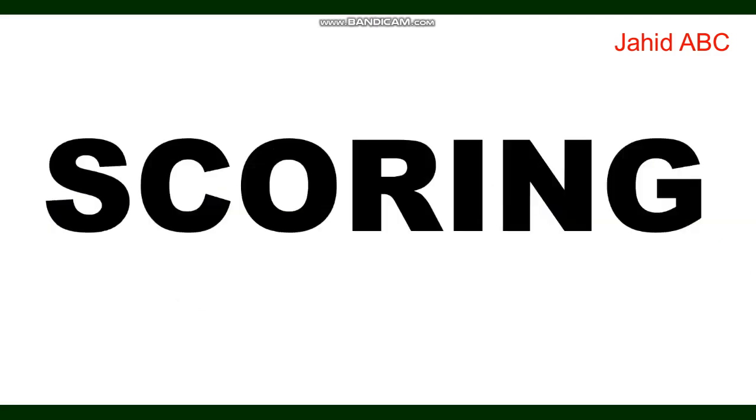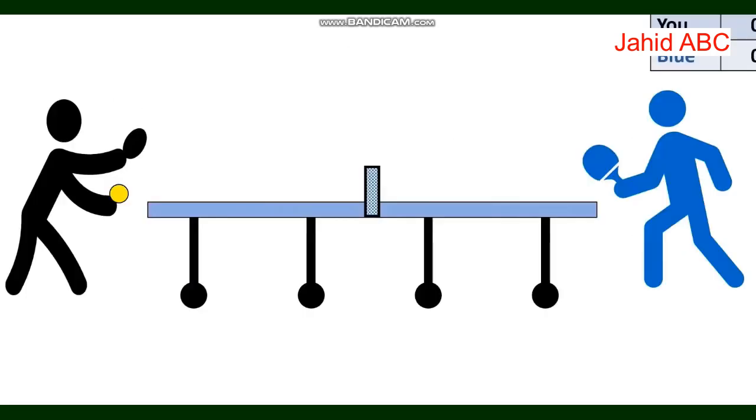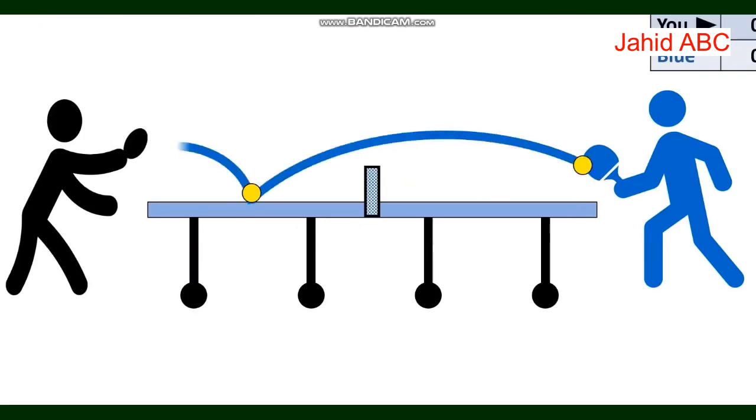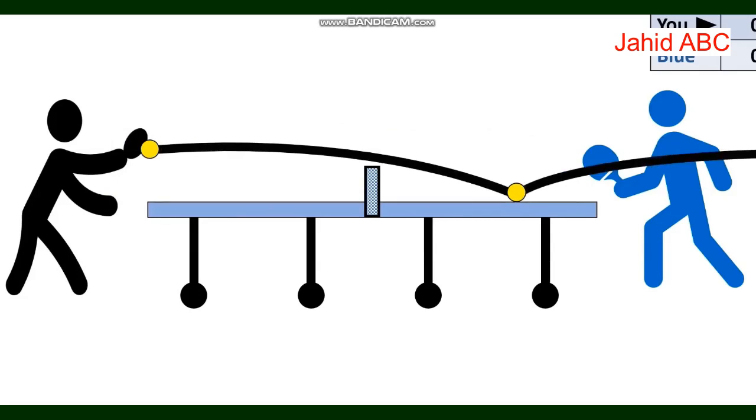Let's talk about scoring now, how scoring works. So here you are in the black uniform. Because you have the ball, you are serving, you have the arrow in front of you. So you toss the ball, you serve, your opponent hits it, and you hit a winner shot. So you won the point, so you get the first point. Now in the next point also you would serve.